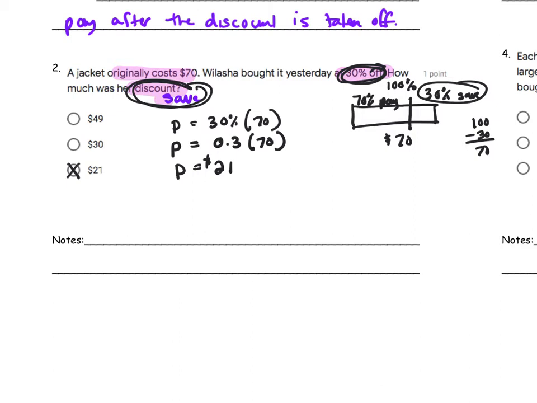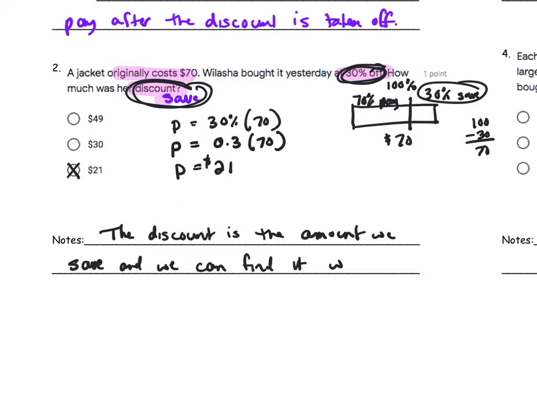The answer is 21. So let's write ourselves a quick note. The discount is the amount we save, and we can find it using the percent off. So whatever they give you, we can use that, and then we're done.